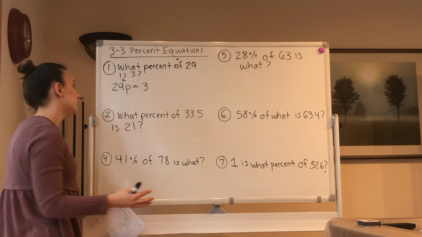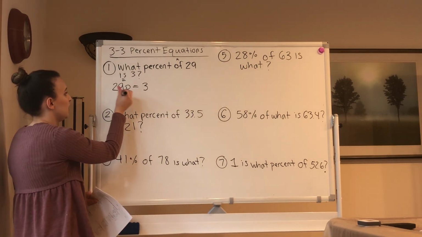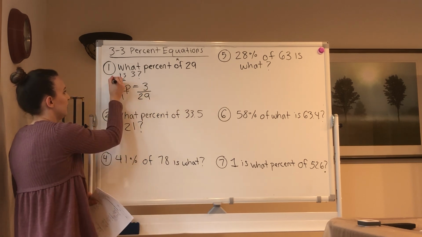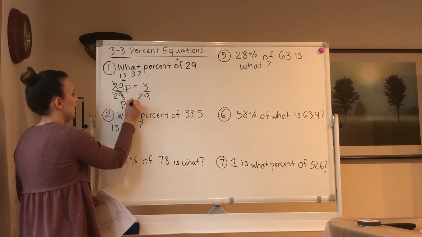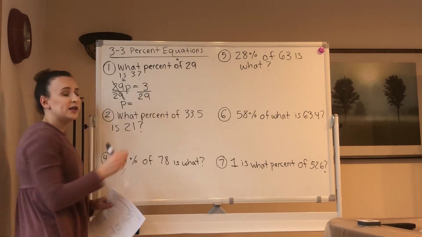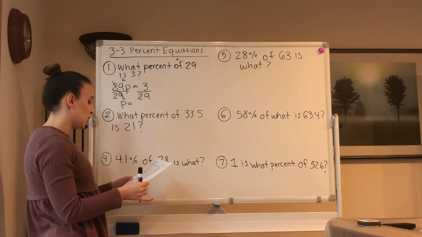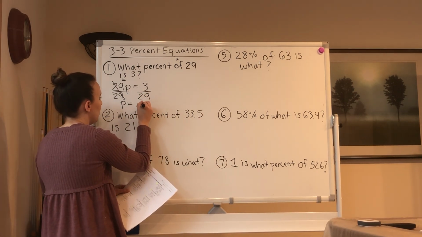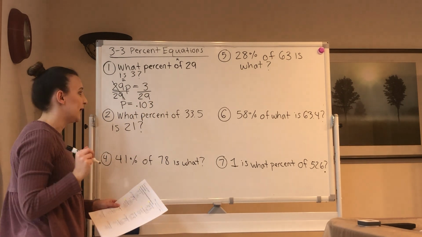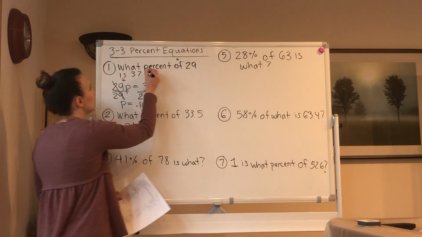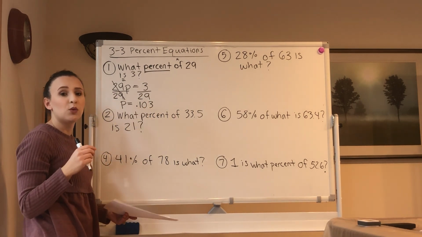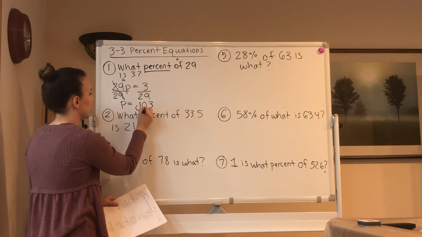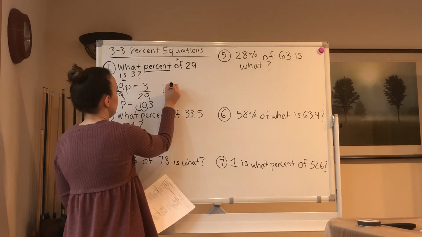Now, to solve this equation, if we have 29 times p, we need to divide by 29 on both sides of the equation. That goes away, and you're just left with p equals, you can do 3 divided by 29 in your calculator, and when you do that, you're going to get 0.103. I'm rounding off, okay? Now, it asks for what percent, so we're not going to leave it like this. Remember, when we convert from decimals to percent, we want to move the decimal 2 places to the right. So, it's 10.3%.